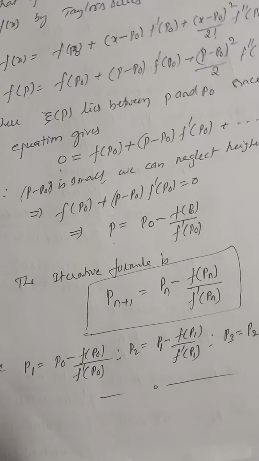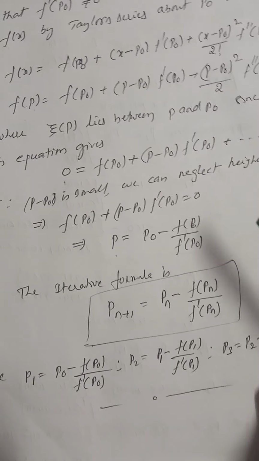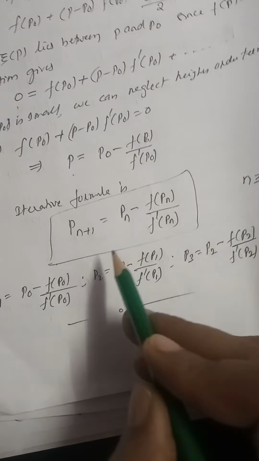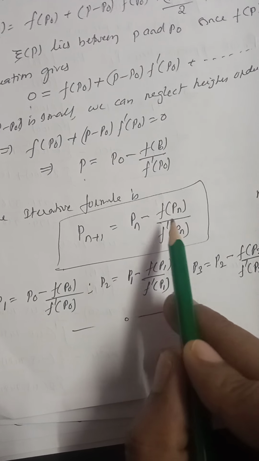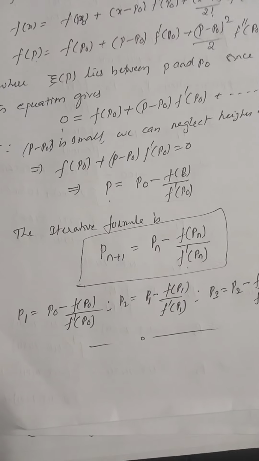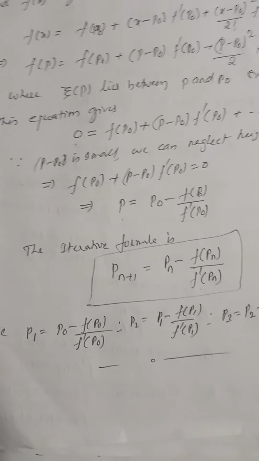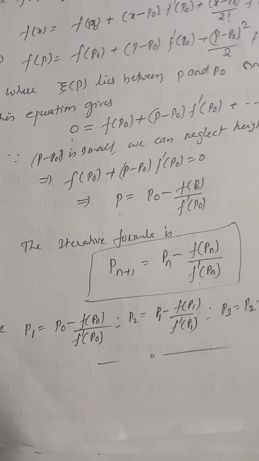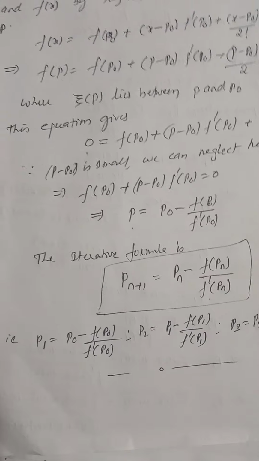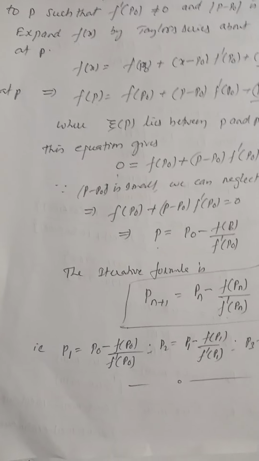Now therefore the iterative formula for Newton's method or Newton-Raphson method is simply p n plus 1 is equal to p n minus f of p n by f dash of p n, where n is greater than or equal to 1. This is the iterative formula of Newton-Raphson method. You have to remember this method. This problem is very important. This concept is important.